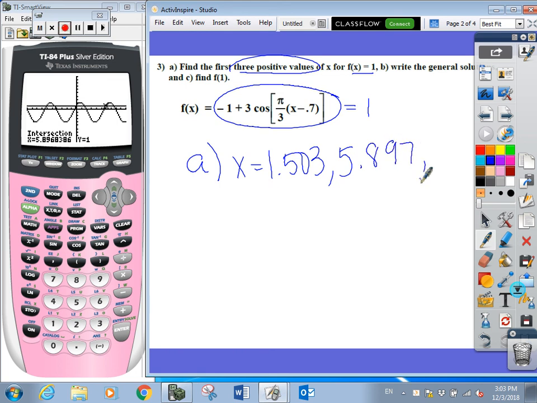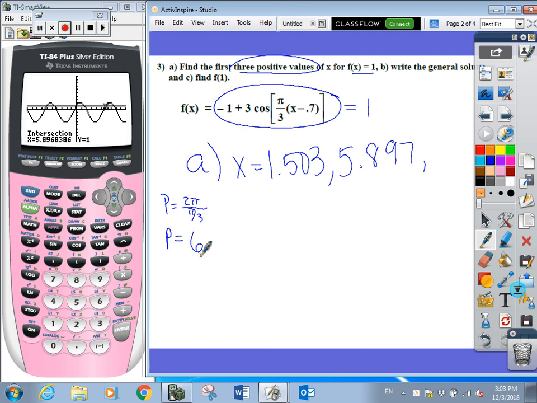Now, for the third one, if you remember how you get the third one from our non-calculator, you just add the period to the first. What's the period on this one? 2 pi over b. So what does that come out to be? Correct. 6. Most common mistake, just think 2 pi and move on. It is not. B is not 1 in this one.